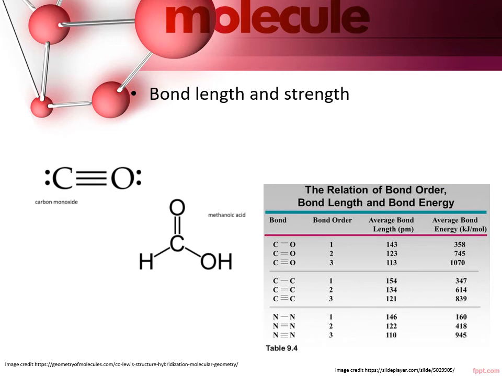So again, if I have a single bond between carbon and oxygen, it's going to be pretty long, 143 picometers. Not a whole lot of energy is needed to break it. But if I make that a double bond between carbon and oxygen, the bond is going to get shorter. Double bonds are shorter and also stronger, more energy needed to break it. And then if I go to carbon monoxide, where I have a triple bond, bond order of 3, the length is shorter and the strength is bigger. So shorter bonds, more strong. Single bonds, longer, less strong.